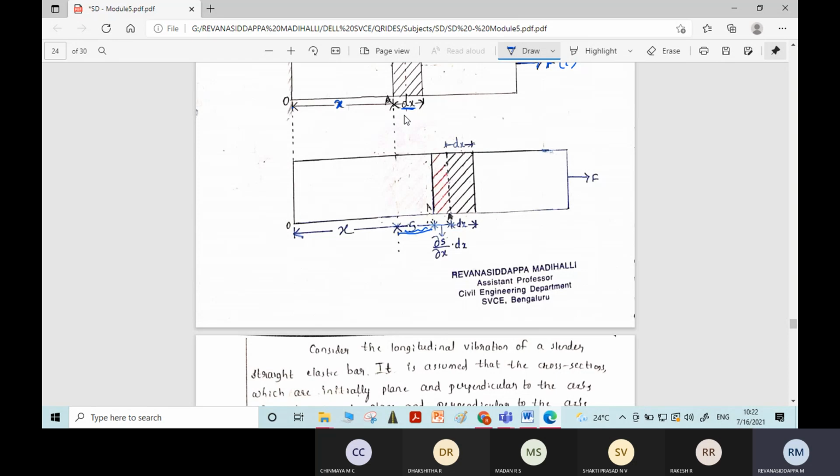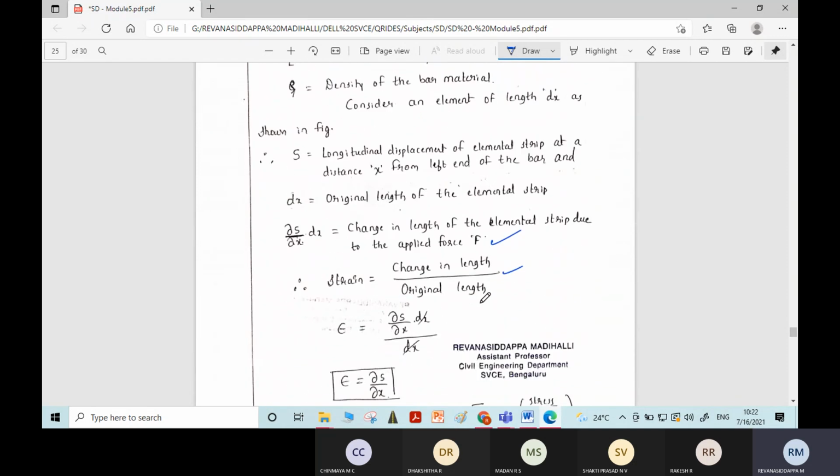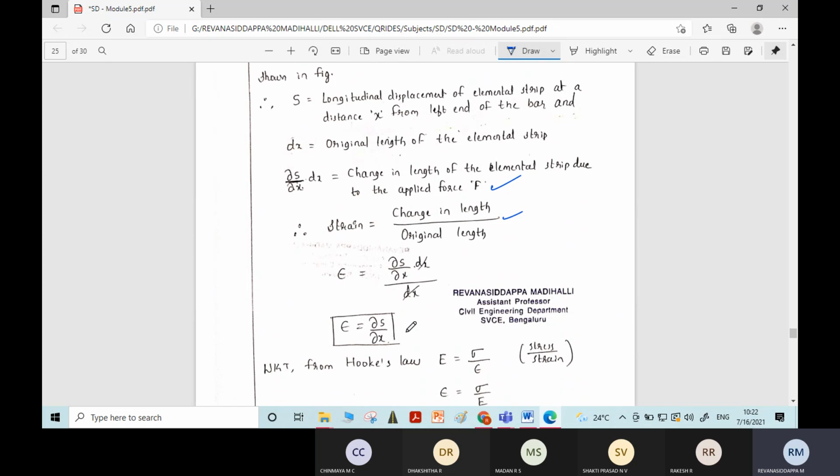Dx is the original length. The change in length is del s by del x into dx, and the original length is dx. By this you will get the equation for strain epsilon, that is equal to del s by del x.